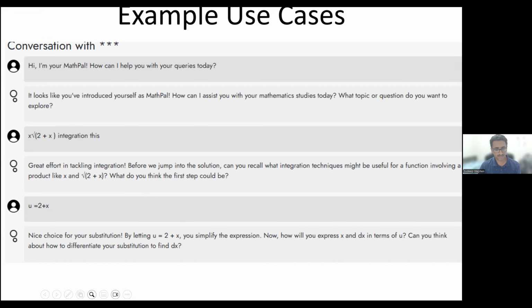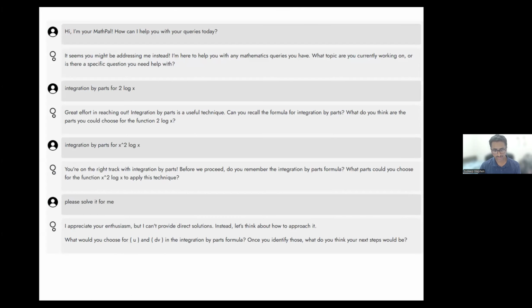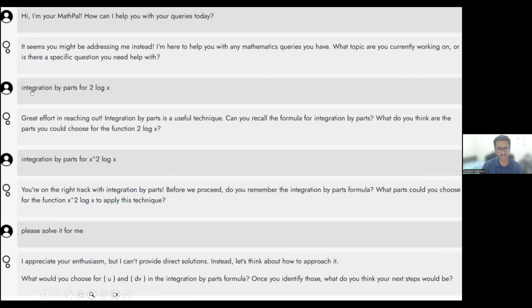And there is this one as well. This is sort of a drawback. I'm putting it up here again. Here is a question where the student asks for integration by parts for this question. It says, great effort in reaching out. It's a useful technique. Can you recall the formula for integration by parts? What do you think are the parts you should choose for the function, and so on? But then the student, instead of responding to this, just changed the question and asked for integration by parts for another question. But now, if you look at the response, it's a completely unrelated response. You are on the right track with integration by parts.